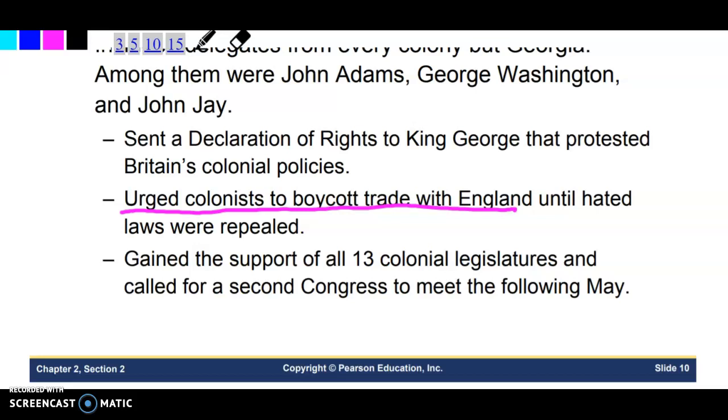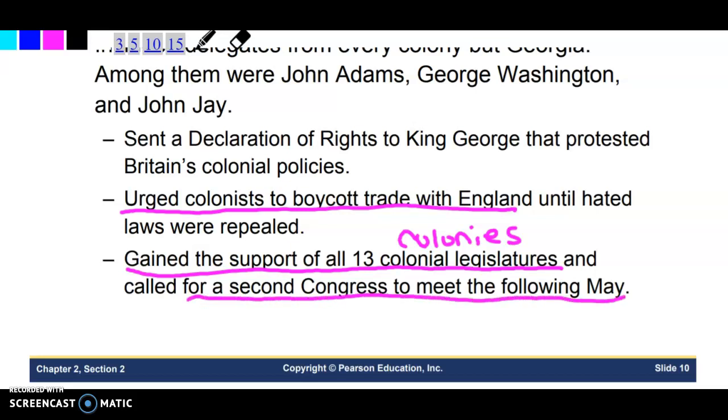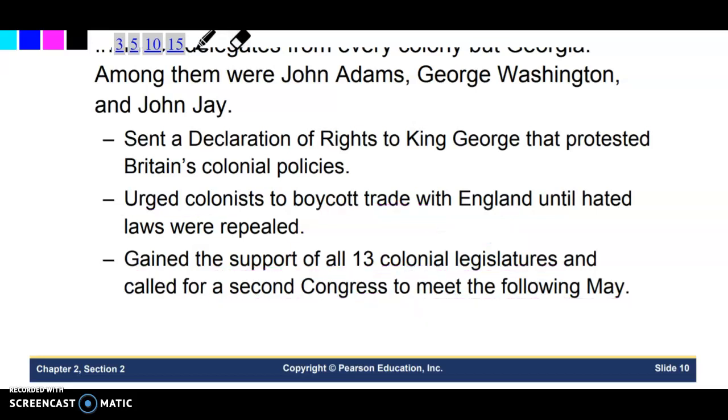And then by the end of the First Continental Congress, they gained the support of all 13 colonial legislators, or all 13 colonies. And when they adjourned, they went ahead and set a date for a second Congress to meet the following May, to follow up on what had happened and what they had discussed in the first one.